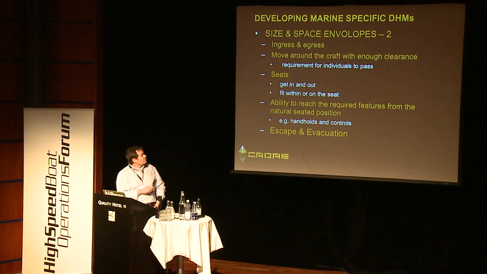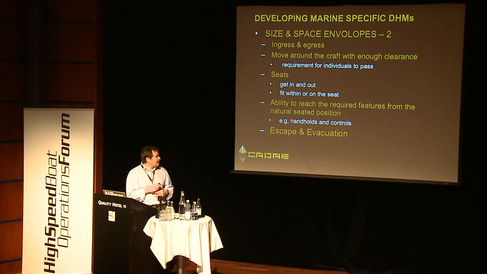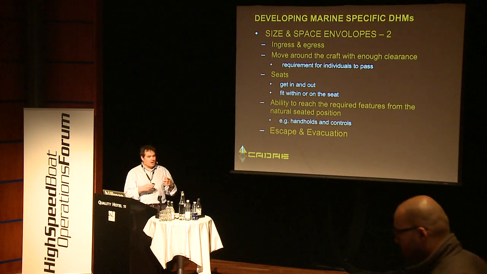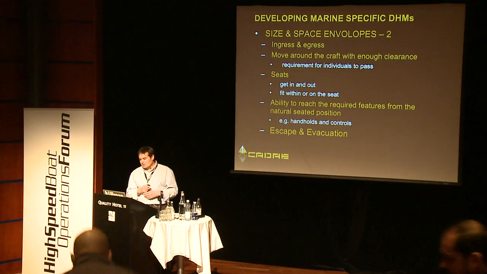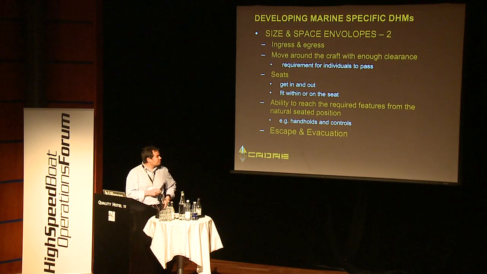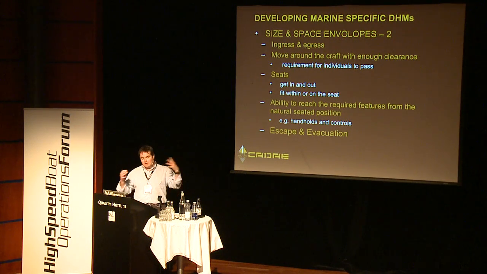So the size and space envelopes, why do we need them? Getting in and out, moving around the craft. The seats that you've got in there, how do you get in and out of those effectively? Can I actually reach all the controls, the handholds? That can be just for the normal operation. Then you get into, okay, what about escape and evacuation? Something is damaged, the boat is upside down, can I actually still get out? And by being able to do that in CAD means that it's going to be a more successful solution. So how do we know, once we get all dressed up, how does that actually compromise the design?